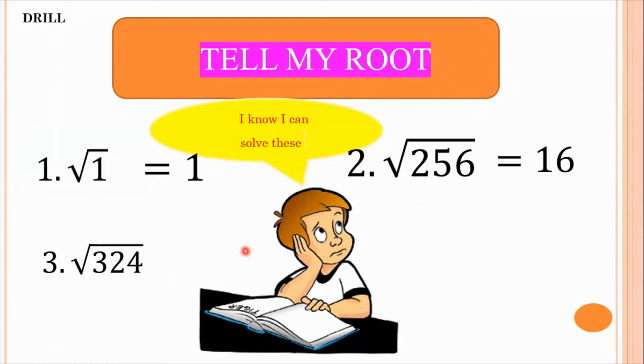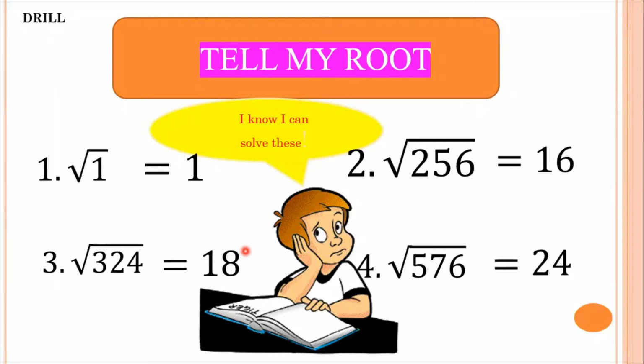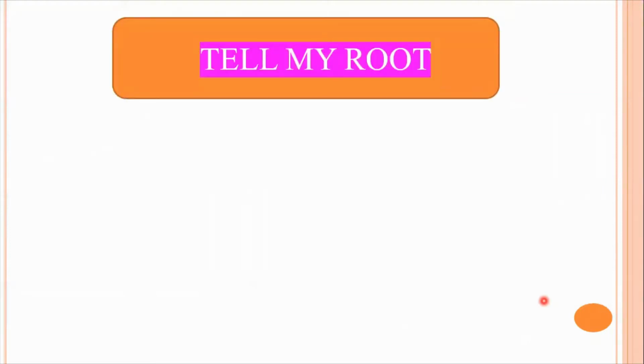Number 3. Square root of 324 is 18 because 18 times 18 is 324. So the root of 324 is 18. So guys, papahirap na. Number 4. Square root of 576. So the answer is 24. Yes, that is 24. Okay, next. Tell my root again.